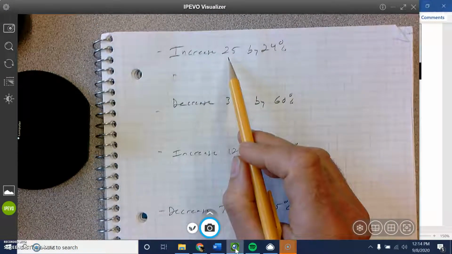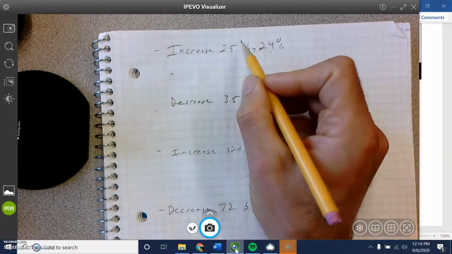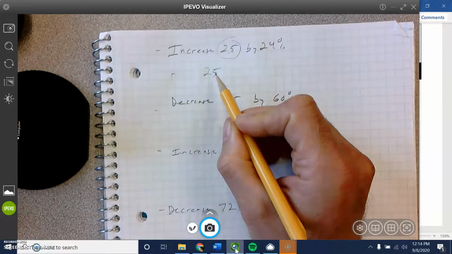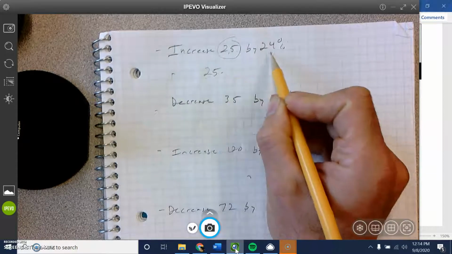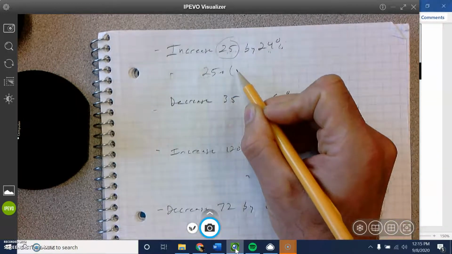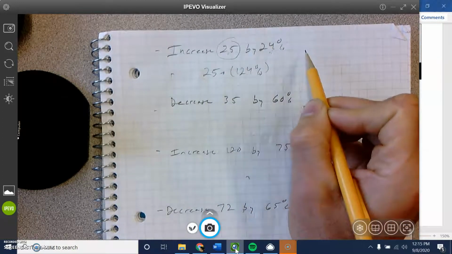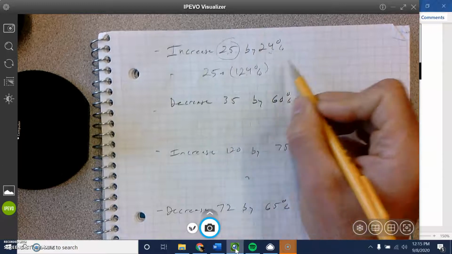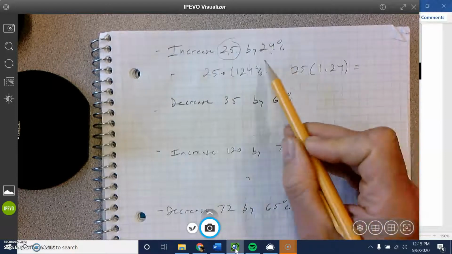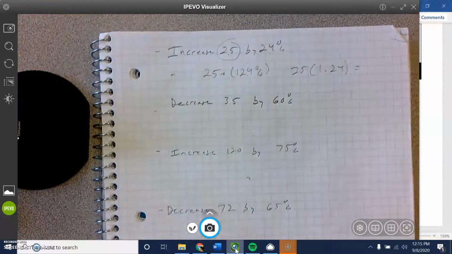So increasing 25. So you start at 25. I want to increase that by 24%. So if I'm increasing, that means I need the 25, which is the 100%, plus an extra 24%. So I'm going to actually multiply this by 124%. The 100 for the whole thing, and then the 24% on top of that. So I'm going to do 25 times 1.24. I could do 25 times 0.24 and then add it on if I want. I'd get the same answer.